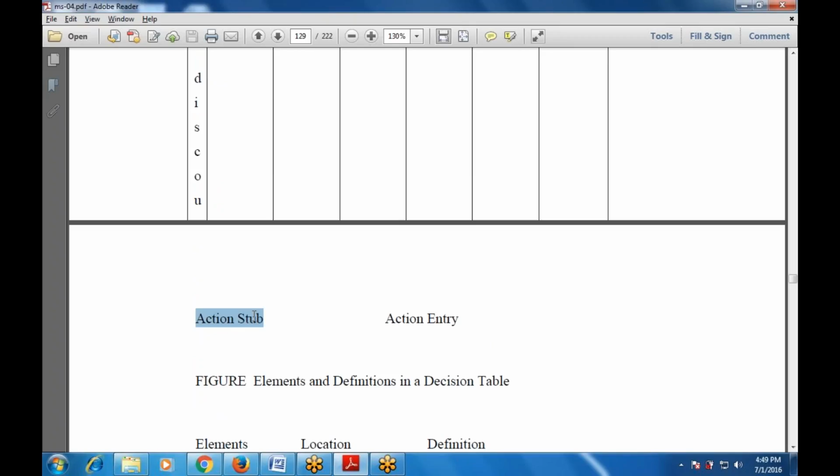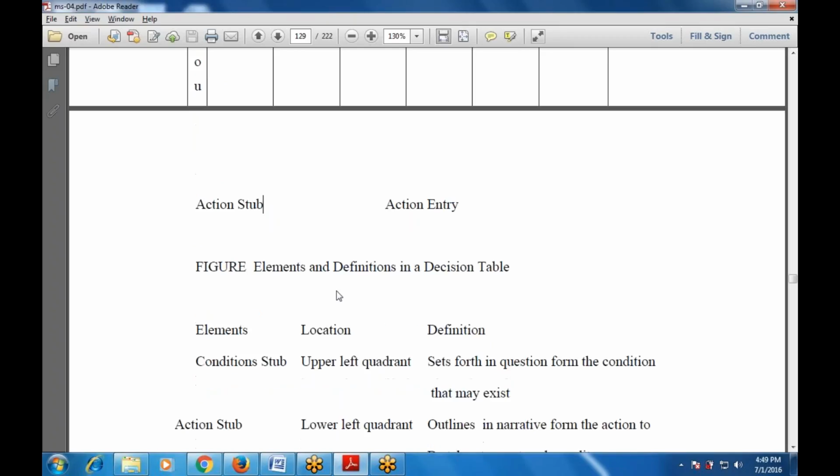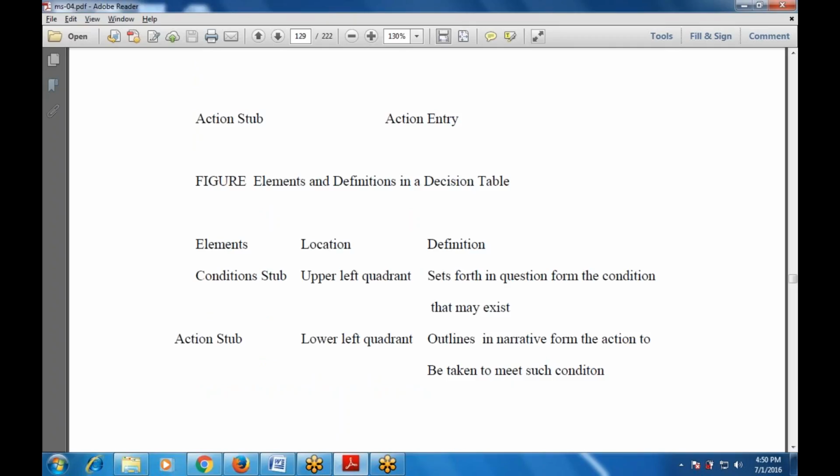Now, what are the various action steps and the action entries? So this figure defines what are the various action steps, action elements and the condition steps that are available in the decision table. So first one is the element, then location, definition. First one is a condition step, that is the location is the upper left quadrant. That means it sets forth the question from the condition that may exist. So whatever the question, whatever the definition that is available, that question is from the condition that may exist. The next one is the action step.